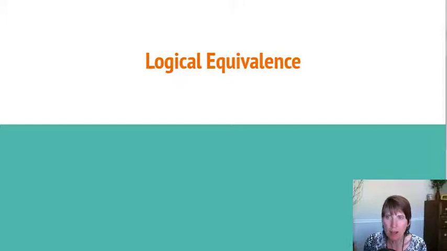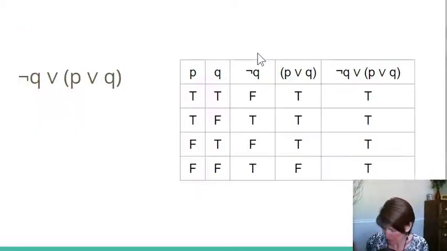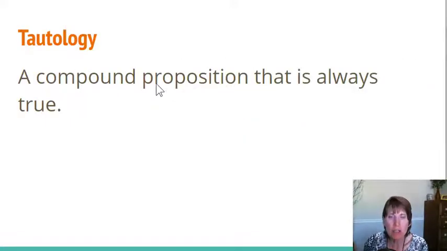Now let's talk about logical equivalence. Before we go there, let's learn a couple new terms. One is tautology. A tautology is when you have a compound proposition that's always true. So no matter what combinations of true and false for the variables, the result is true.